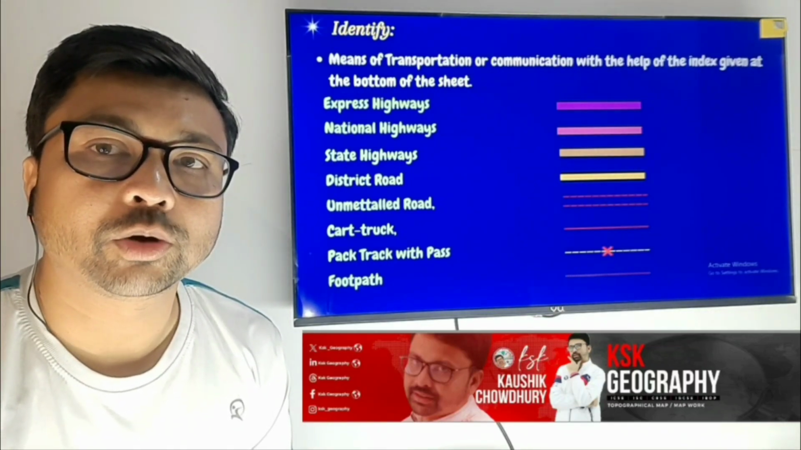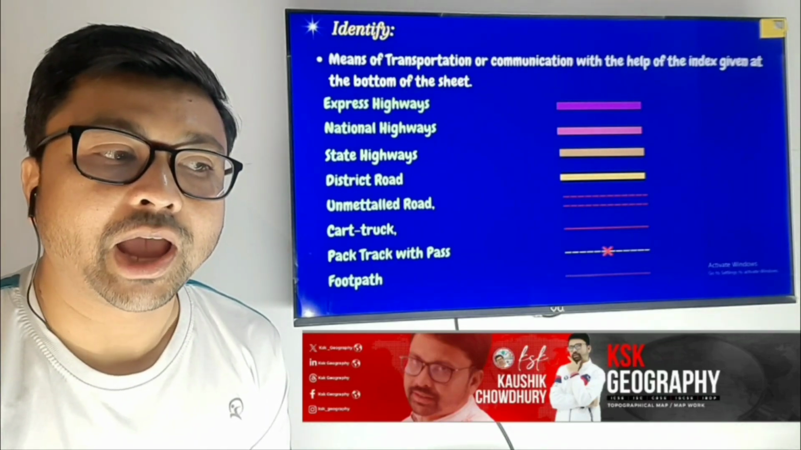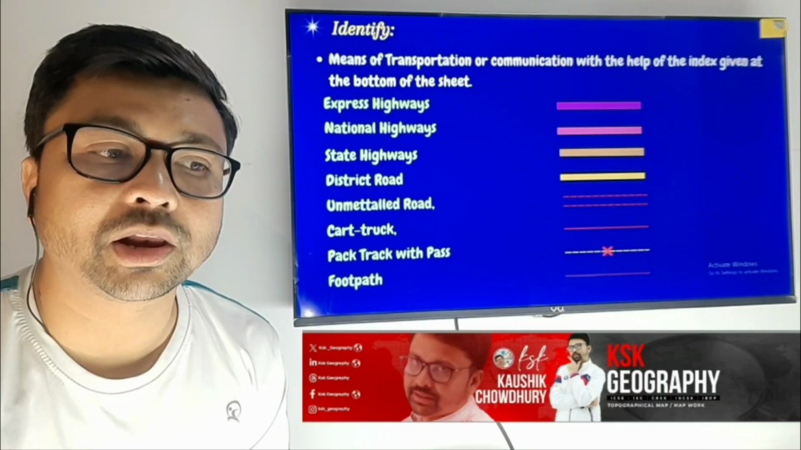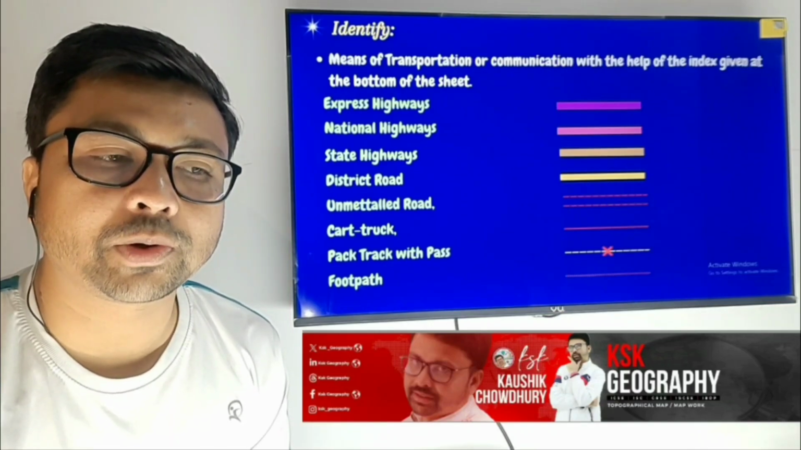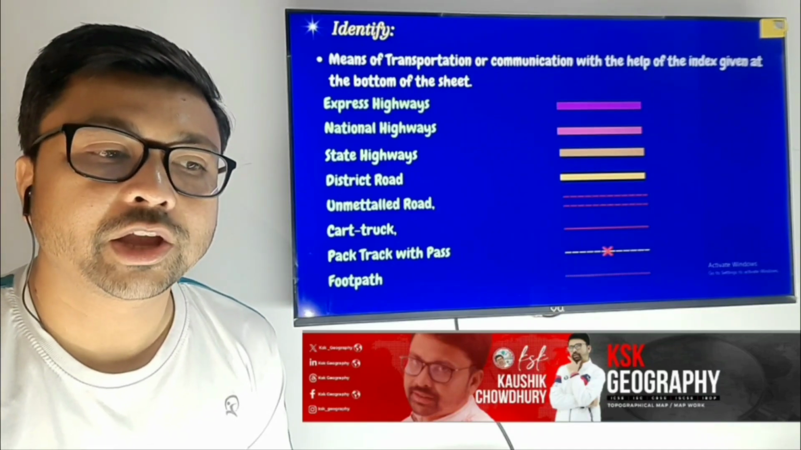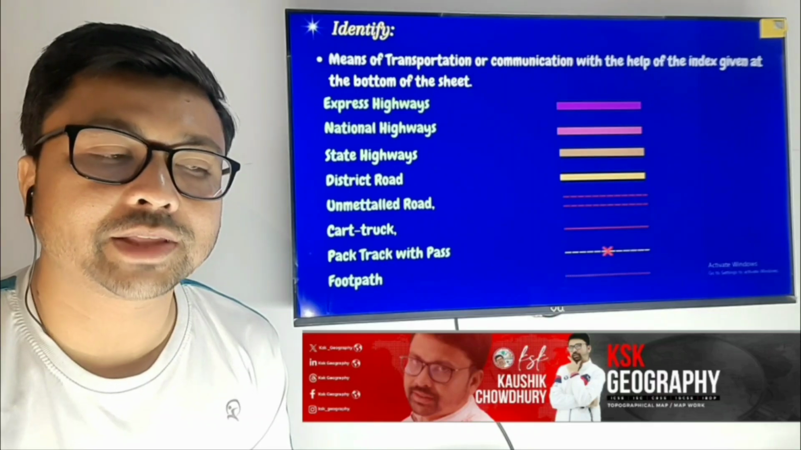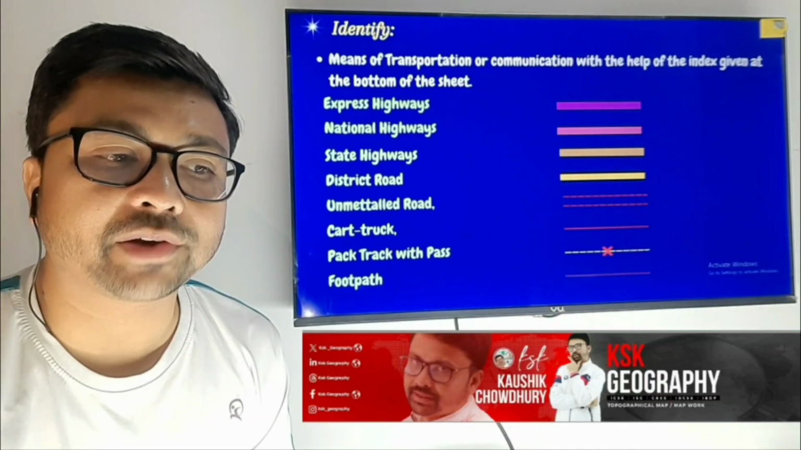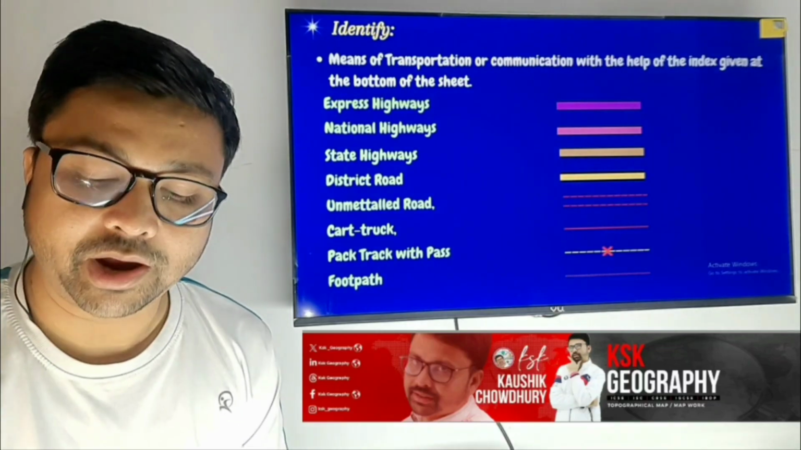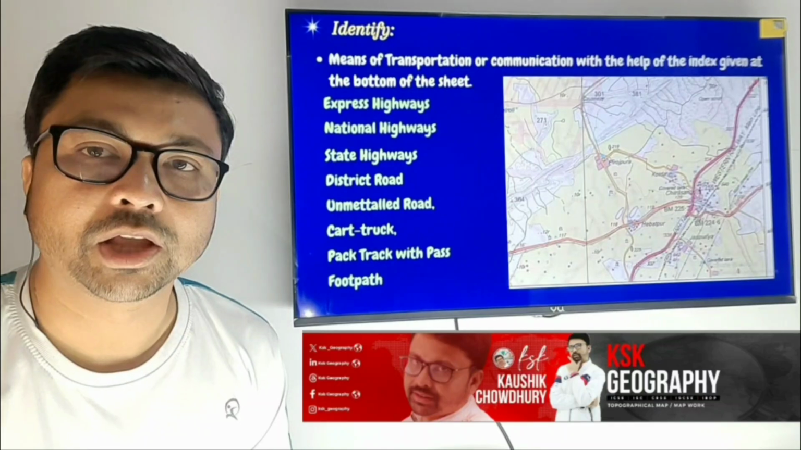State highways are represented with brown color. District roads are represented with yellow color. And then unmetaled road is represented with red color, double parallel, two parallel red lines and broken. That means the unmetaled road. Cart track is a red straight line, the simple line. And the pack track is a broken line, right? And footpath is red dotted lines.